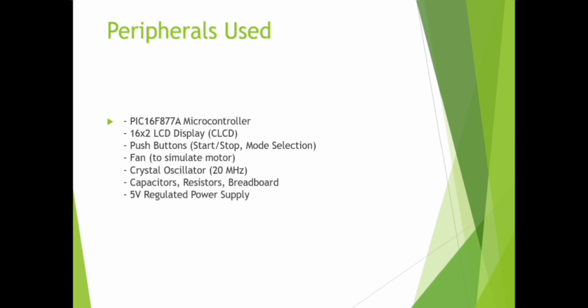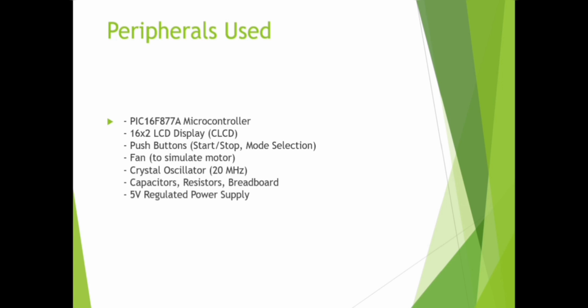Peripherals used. We use the following components in our project circuit. PIC16F877A, the main controller chip. A 16x2 LCD to display washing stages like washing, rinsing and done. Push buttons for user input, start, stop and mode selection.